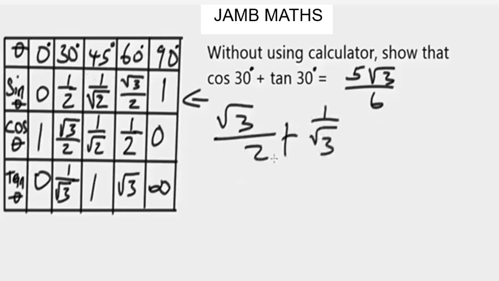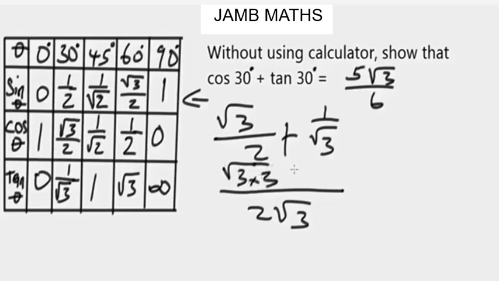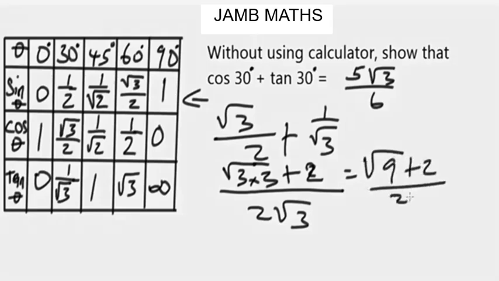So we're going to find the LCM. The LCM is 2 root 3. Now 2 into 2 root 3, we're going to have root 3, and root 3 times root 3 gives root 3 times 3. Plus root 3 into 2 root 3 will give us 2, 2 times 1 is 2. Now root 3 times 3 is root 9, plus 2 over 2 root 3.